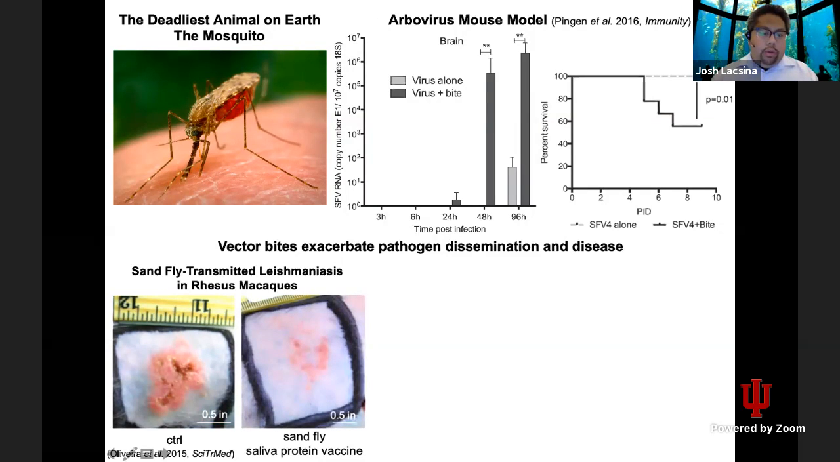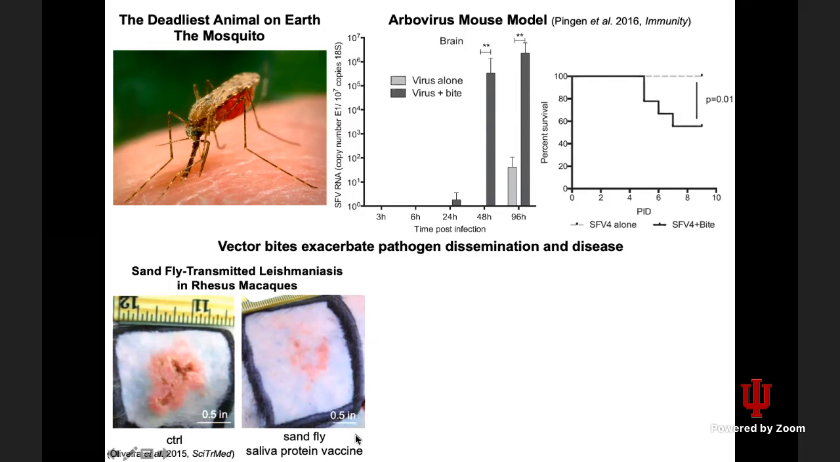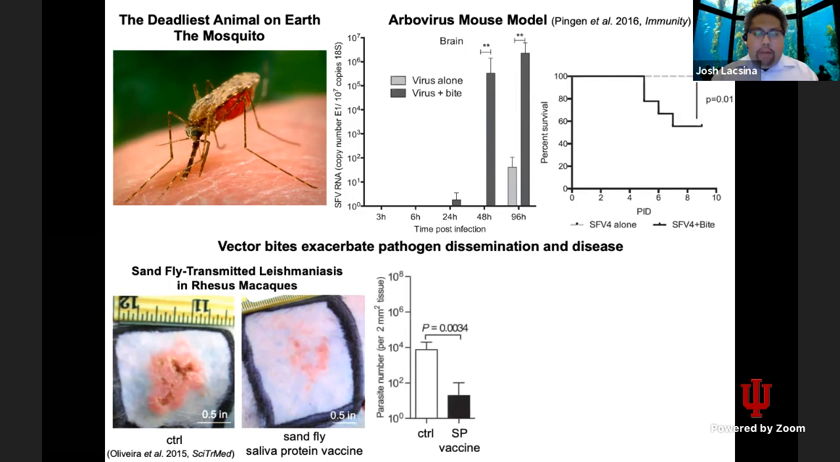So here we used a sandfly saliva protein vaccine candidate, vaccinated these non-human primates, and you see no ulceration and very mild lesions. And if you take samples of that skin and count the number of parasites in them, you see that there is a 2 order of magnitude decrease in the amount of parasites if you just vaccinate with one of these salivary proteins.